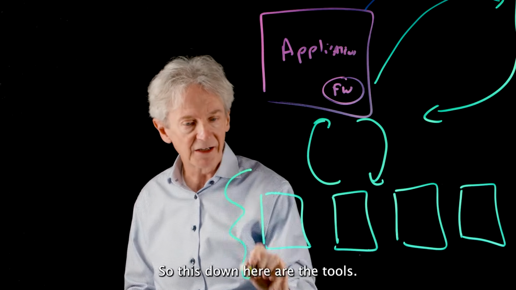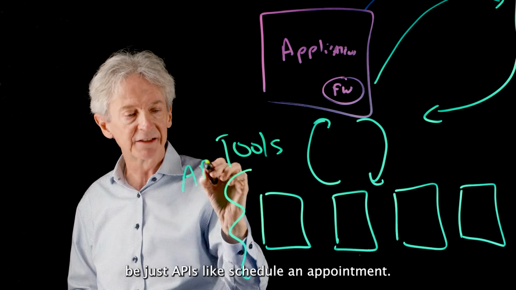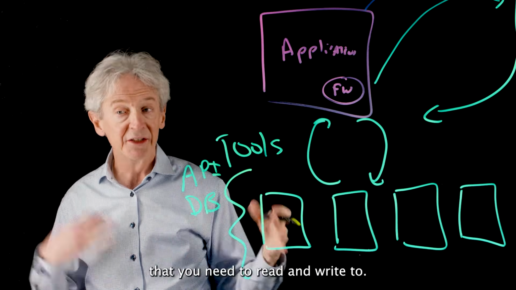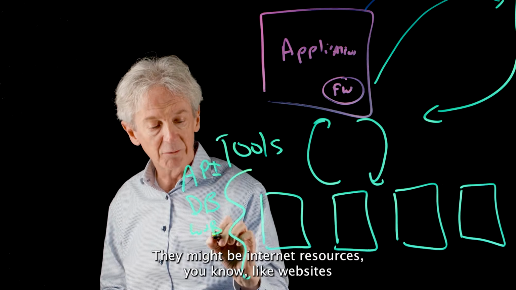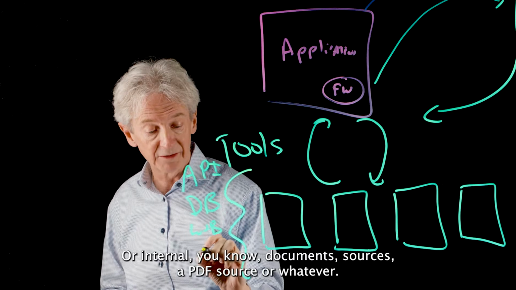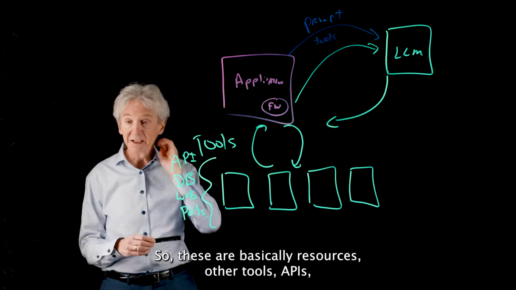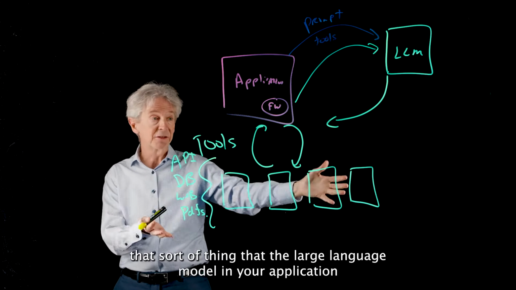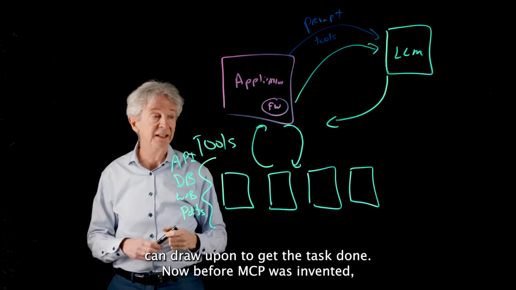So down here are the tools. And these tools might be just APIs, like schedule an appointment. They might be databases that you need to read and write to. They might be internet resources, like websites you might get some information from, or internal document sources, a PDF source or whatever. So these are basically resources, other tools, APIs, that sort of thing that the large language model and your application can draw upon to get the task done.